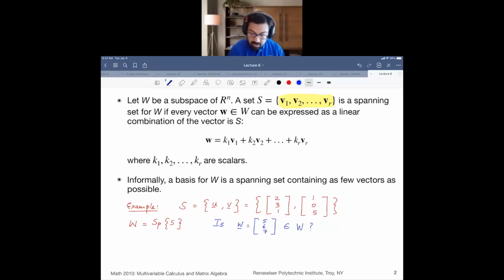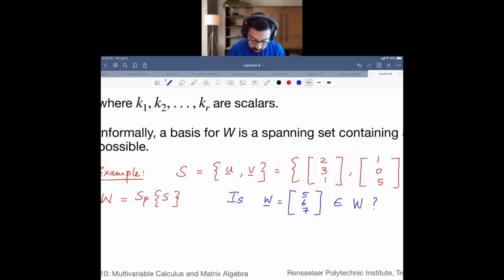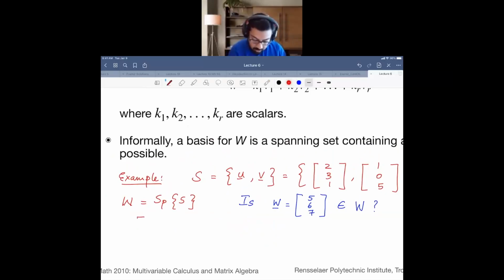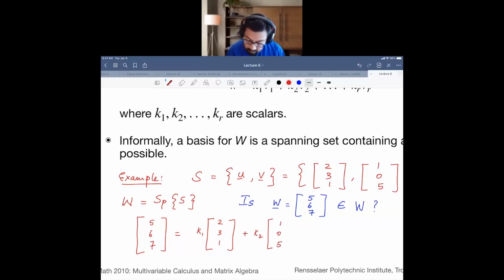So how do you check this? If the answer has to be yes, then we should be able to express w as a linear combination of u and v. Let us try to see if that works out. You should be able to get (5, 6, 7) by taking some amount of u and some amount of v. If you get k1 and k2 that satisfy this non-trivial result, then we can say that w belongs to the subspace W.